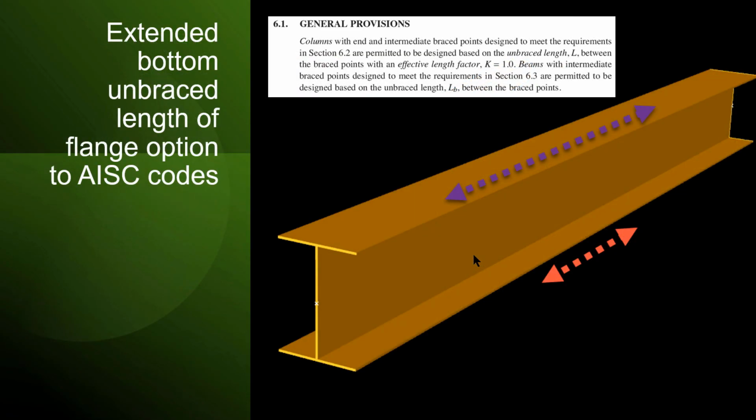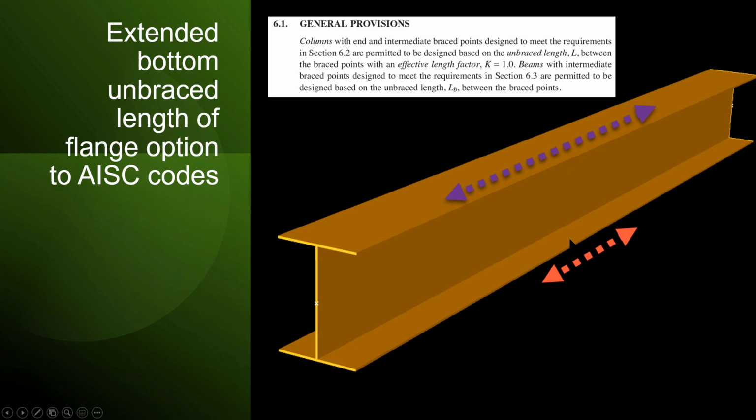The next update is about specifying unbraced lengths for code checking. As we know, unbraced length is the distance between braced points of a member, and this length is used in many places such as effective length calculation or allowable calculation. Through the update, we can specify two types of unbraced lengths, one for the top flange here and the other for the bottom flange.